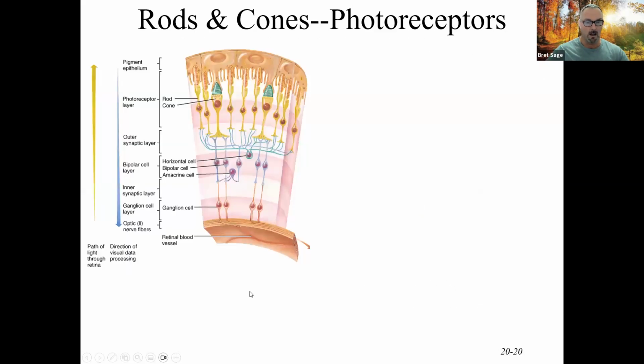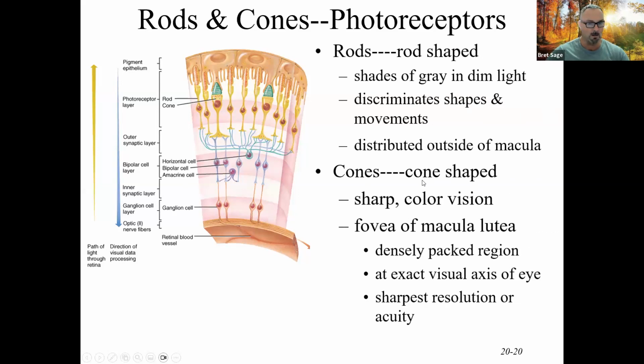All right, rods and cones. These are the cones, the green things, because they look kind of conical. Yes, cones, they look conical. And the rods are more rod-shaped, more cylindrical. Okay, rods are rod-shaped. Their job is to sense shades of gray and dim light, so these are active when it's darker out. We have fewer of these.